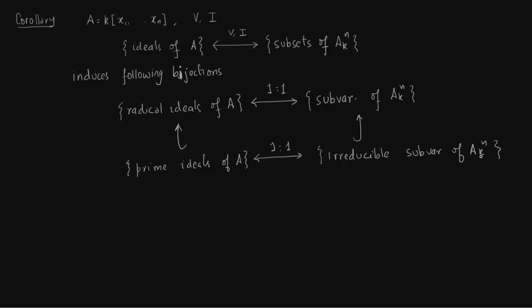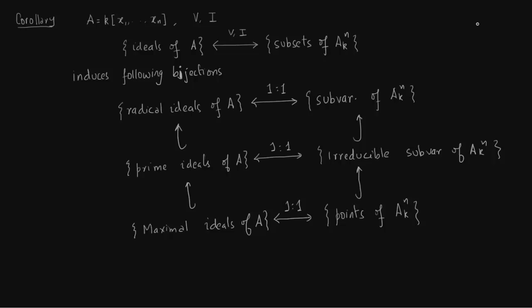And the last is the maximal ideals of A. Obviously, maximal ideals are contained within prime ideals. These are in one-to-one correspondence with the points of affine space. And obviously points in affine space are contained within the irreducible subvarieties.